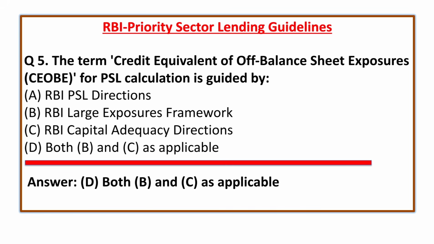Question 5. The term credit equivalent of off-balance sheet exposures, CEOBE, for PSL calculation is guided by: A. RBI PSL directions. B. RBI Large Exposures Framework. C. RBI Capital Adequacy Directions. D. Both B and C as applicable. Answer. D. Both B and C as applicable.